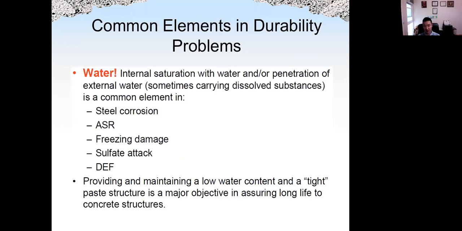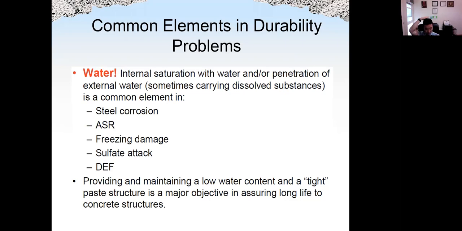The common element in durability problems is water. Internal saturation with water and penetration of external water will be the reason for all types of attacks: corrosion of reinforcement, ASR, freeze-thaw damage, sulfate attack, delayed ettringite formation. So we know all of these attacks involve water, either from outside or inside of concrete.